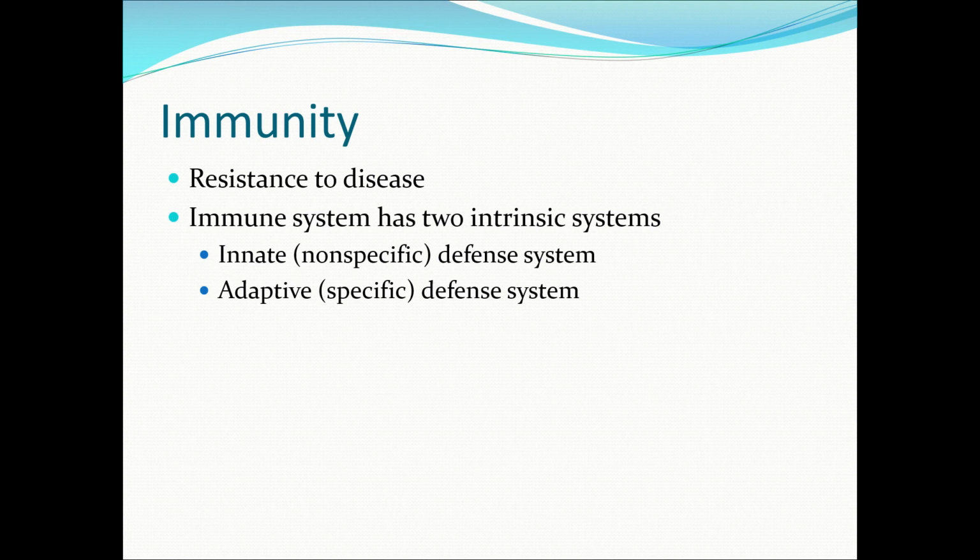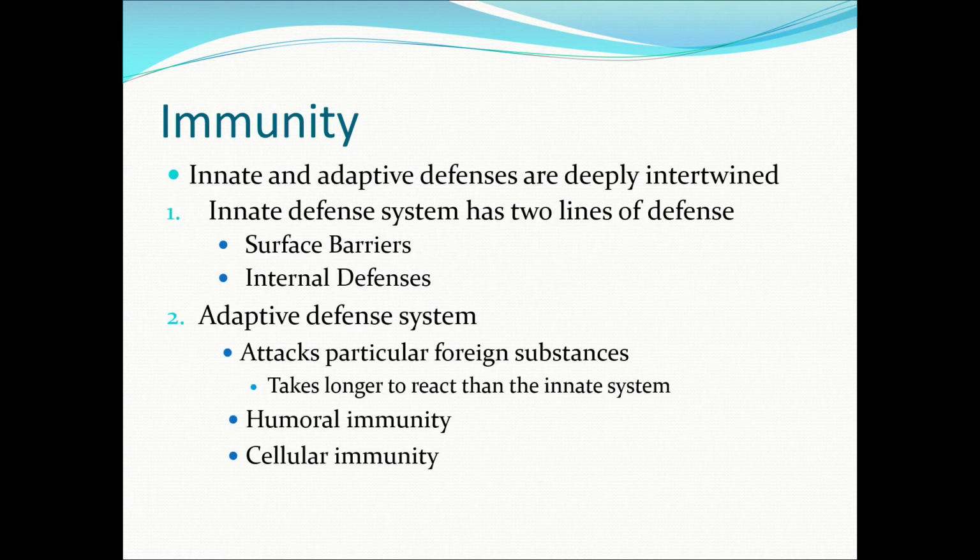Now let's talk about the immune system. Immunity is the resistance to disease. The immune system has two intrinsic systems, innate or nonspecific defense systems, and adaptive or specific defense systems. The innate and adaptive systems are deeply intertwined. The innate defense system has two lines of defense, surface barriers and internal defenses. The adaptive defense system attacks particular foreign substances. It takes longer to react than the innate system, and it consists of humoral immunity and cellular immunity.